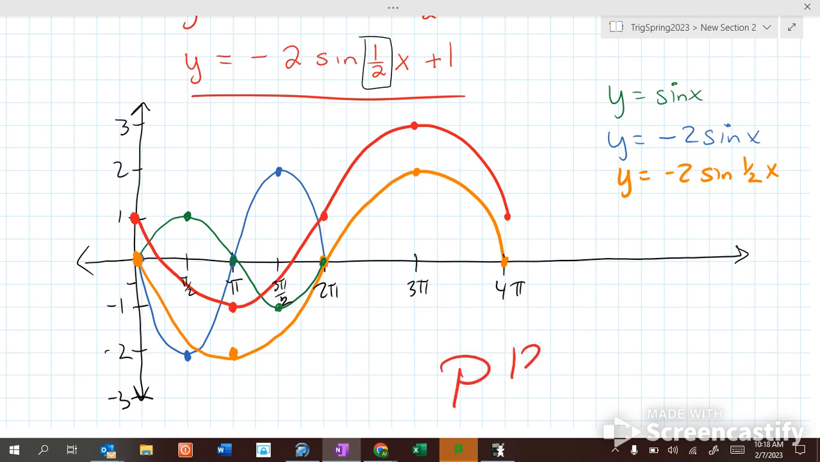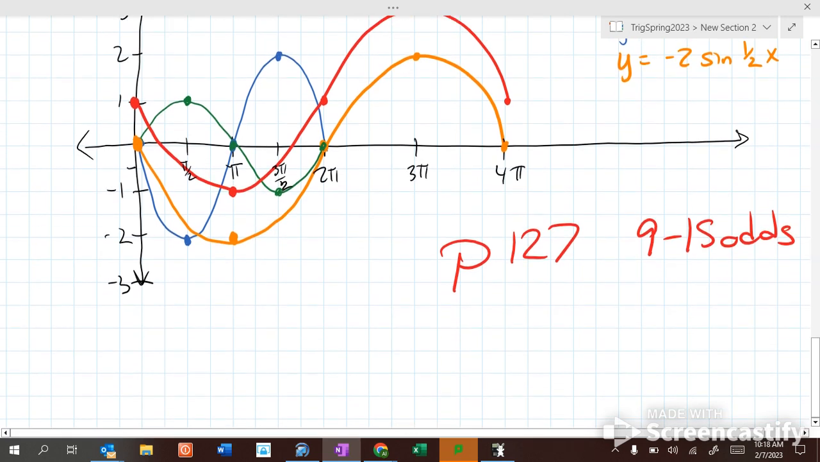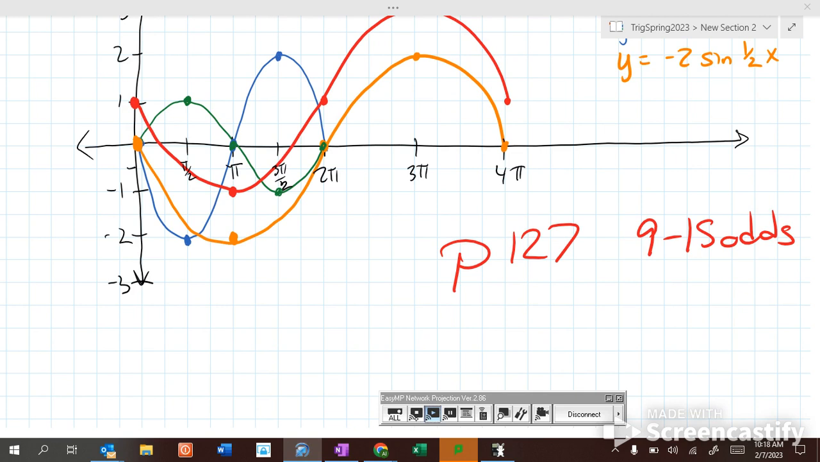Page 127. We'll do 9 through 15, the odds. That's 4 problems. Generally, I do 2 assignments today. We'll see what we do.